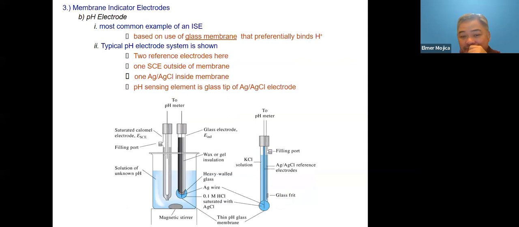And I hope you have used this already. Ito yung tinatawag na pH electrode. Okay, yung pH meter. So that's the most common example of ISE. I don't know if you noticed it. Yung glass membrane na meron kayo dito, it's so thin. That's why as much as possible, don't hit it with, ano tawag dun? Yung magnetic bar.